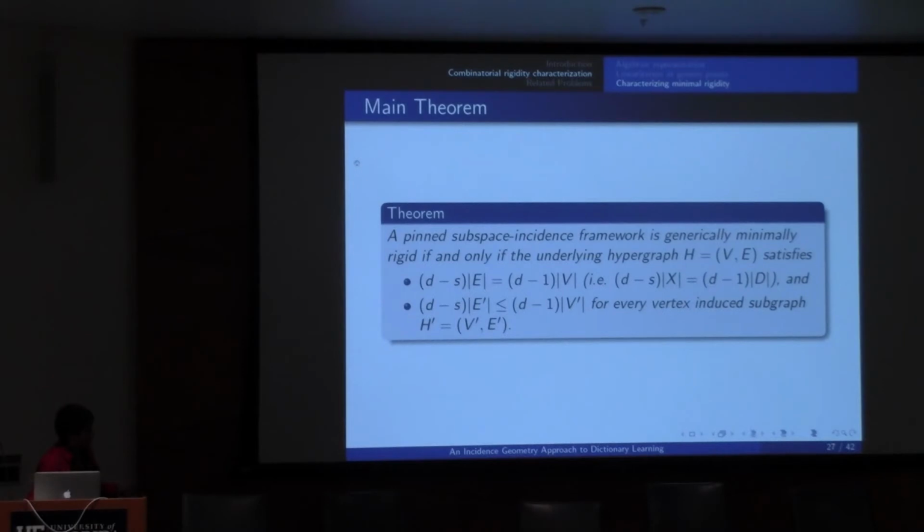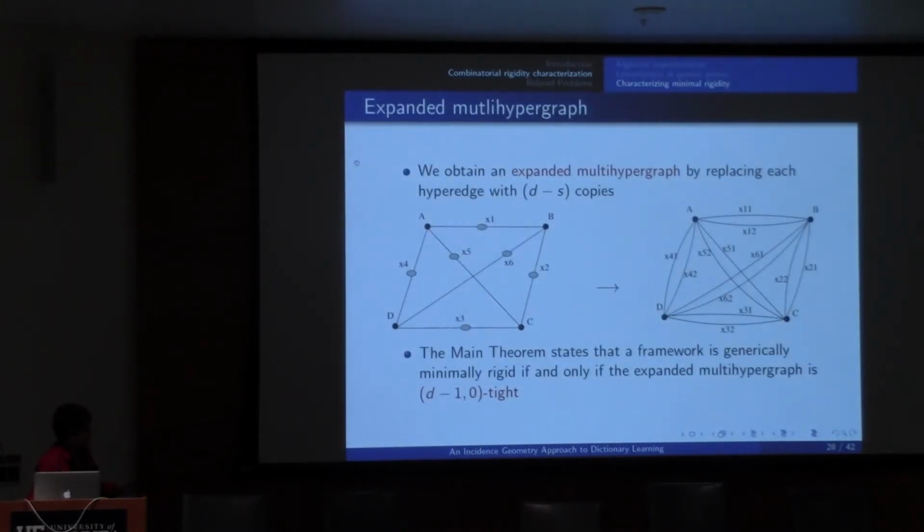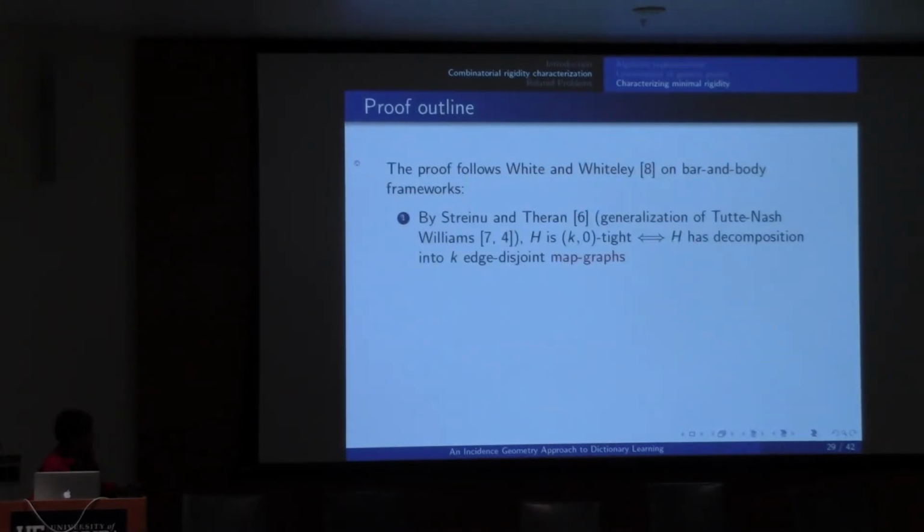So we can represent the tightness condition as a decomposition into k edge-disjoint, what are called map graphs, of the original graph. So the tightness condition becomes a decomposition into map graphs condition, and the decomposition into map graphs condition gets converted into a rank condition on the original matrix. So that's the general strategy of the proof.